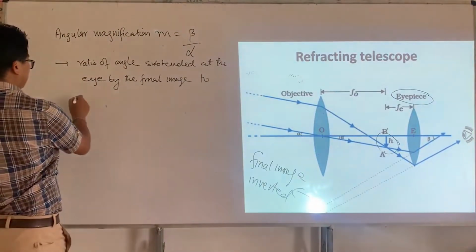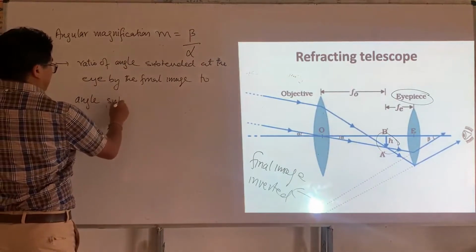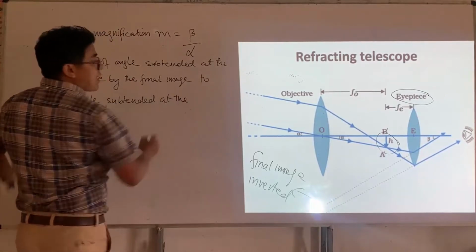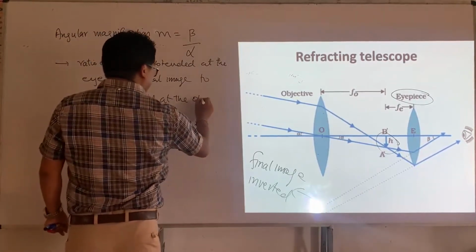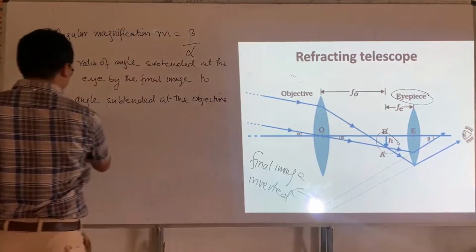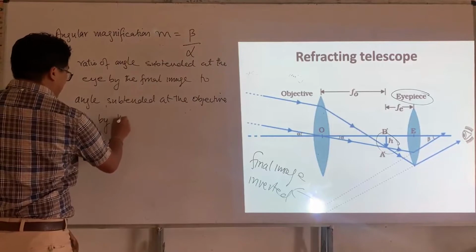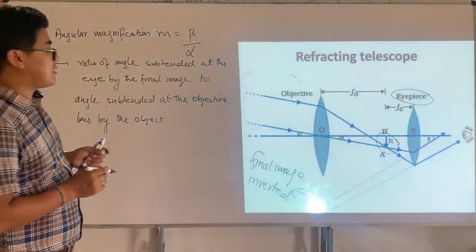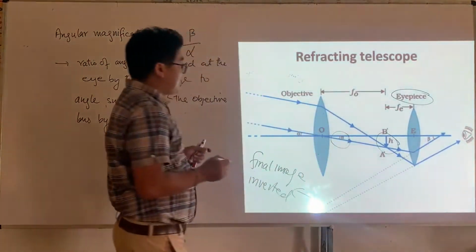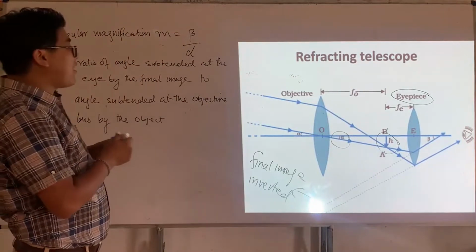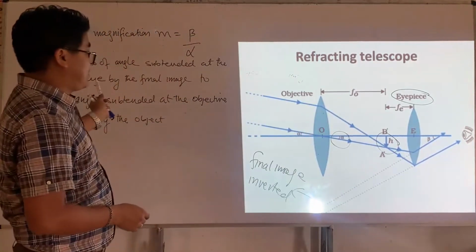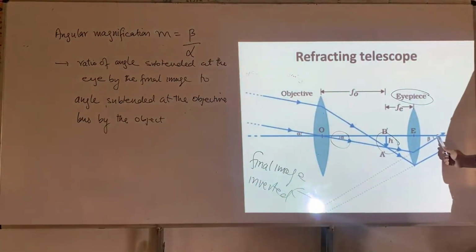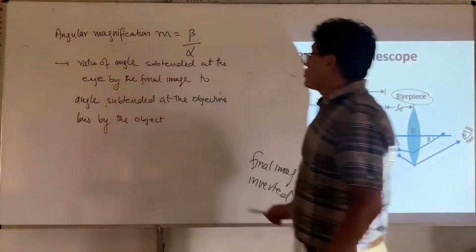to the angle subtended at the objective lens by the object. So this is what we have. Alright, this alpha is the angle subtended at the objective lens by the object. And this beta is the angle subtended at the eye by the final image. So this is what we have.